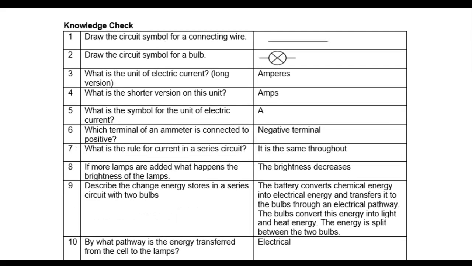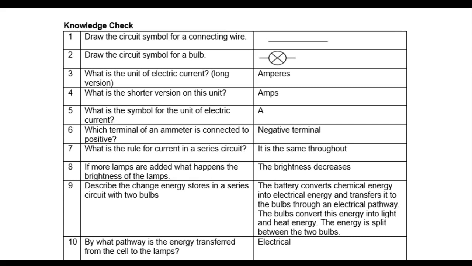The symbol for a connecting wire is just a straight line, but it should be drawn with a ruler and preferably in pencil. The circuit symbol for a bulb or a lamp is a circle with a cross in the middle. It is good practice to also show the lines on each side of the bulb for the wires.